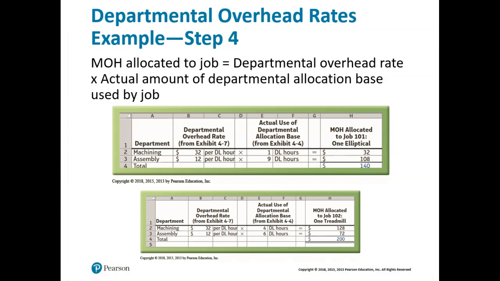And now we're going to allocate it to the job based on their actual amount. Okay, don't forget, actual amount of labor. That's really important to remember. Okay, so it's an allocation based on estimates, but we multiply it times the actual amount. So here is our rate based on the estimates. The actual use was 1 direct labor hour for machining, so $32 to the elliptical. And then for assembly, they've got 9 direct labor hours at $12 an hour. That's $108. So $140 of overhead is allocated to the elliptical.